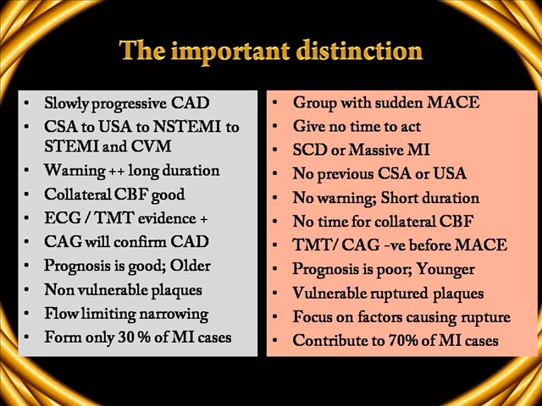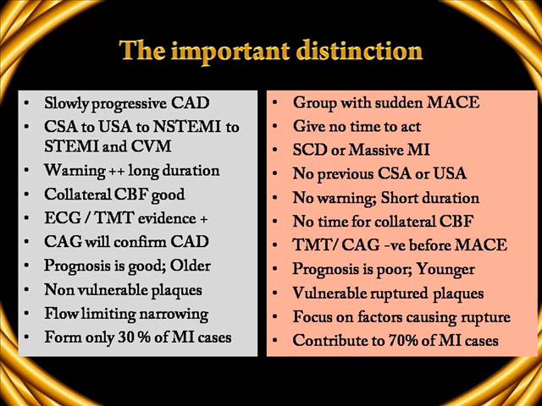The other type of patients of coronary artery disease will have sudden, major, acute coronary events. These give us no time to act. They end up in sudden cardiac death or massive myocardial infarction. There is no history of previous chronic stable angina or unstable angina. There are no warning signs. The duration of the disease is very short in them. There is no time for the collateral blood flow to develop in the coronaries.